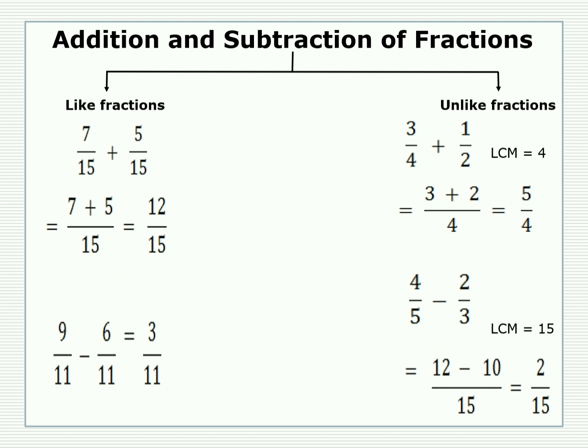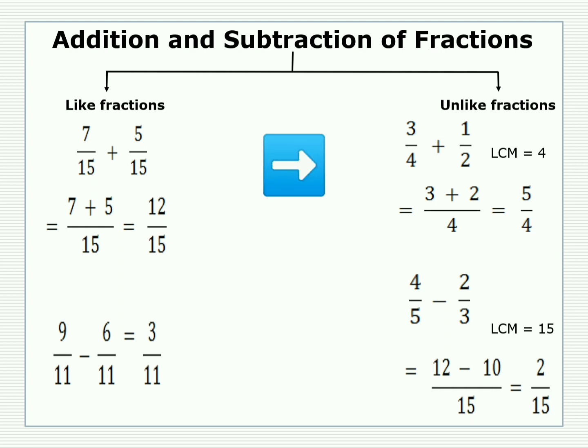Now we will understand addition and subtraction of fractions. First we will understand addition. Addition of like fractions. Like fractions means the fractions with same denominator. 7 upon 15 plus 5 upon 15. What we have to do? We just have to add the numerator and keep the denominator as it is. So 7 plus 5 upon 15 is equal to 12 upon 15.